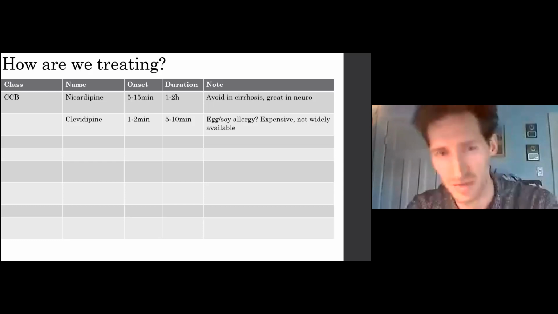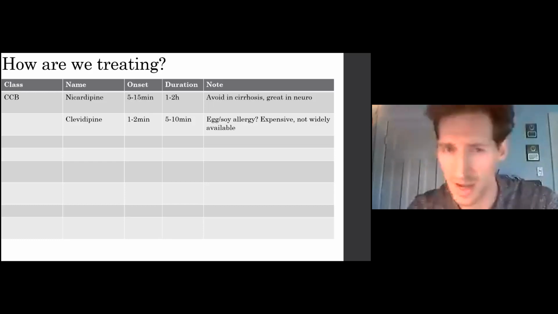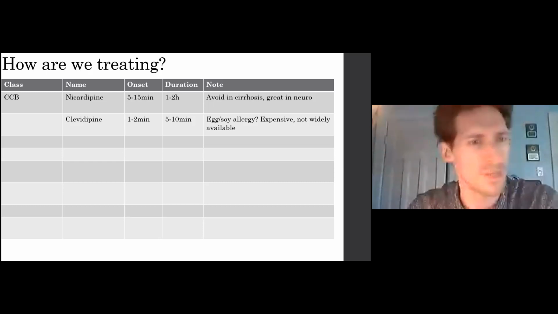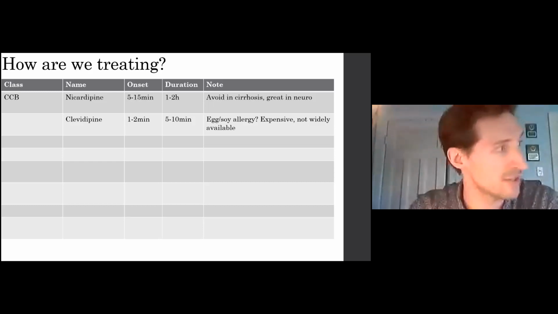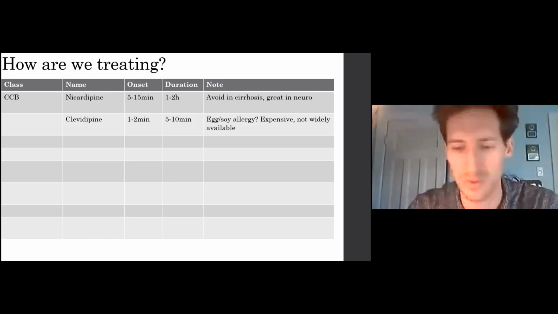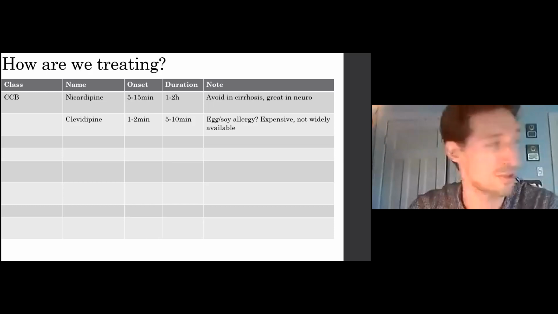Theoretically, not to be used with patients with egg and soy allergy, but this is only in vitro data. So that's our calcium channel blockers. Nicardipine is kind of quasi titratable. Clevidipine is really titratable and quite a useful agent.